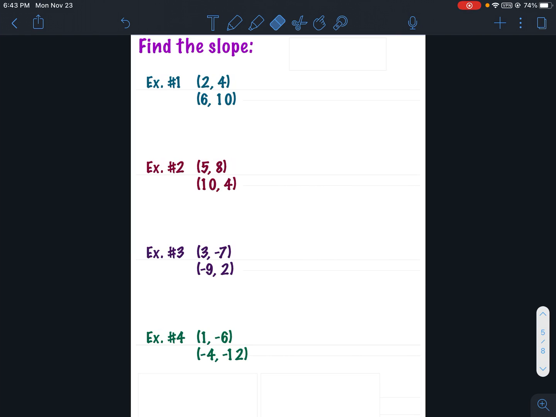Proportional relationships, lesson 6 notes. Go to the very last page of your notes. There is a blank page in the very back. On the very back page, we're going to find the slope of several problems.